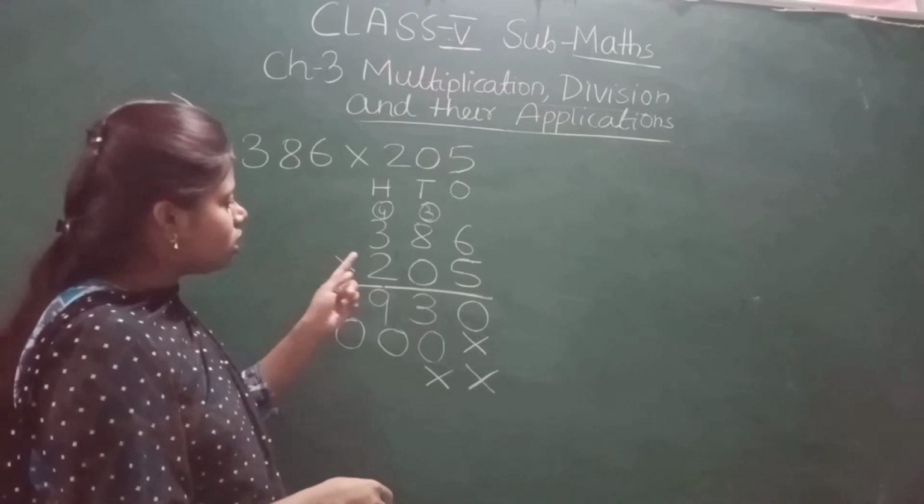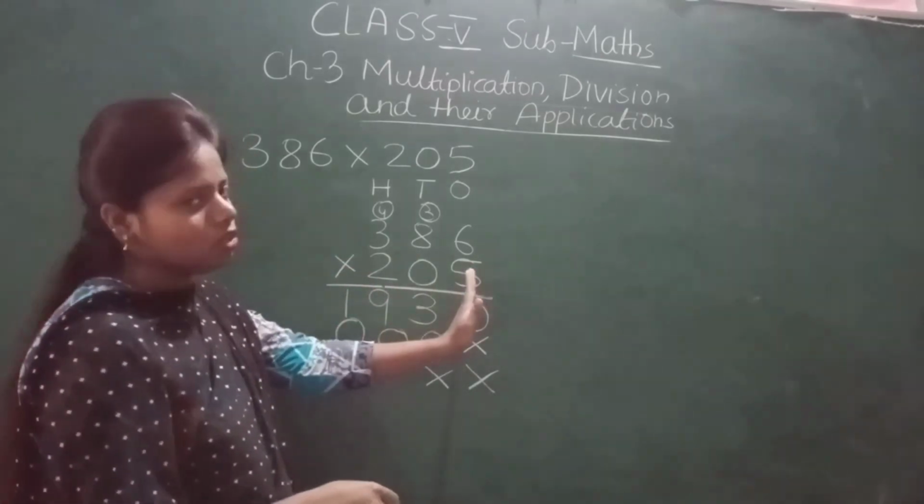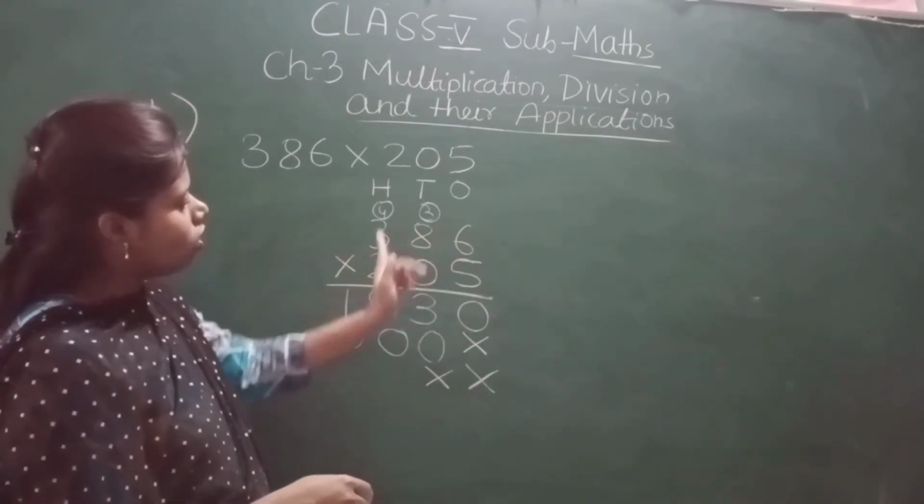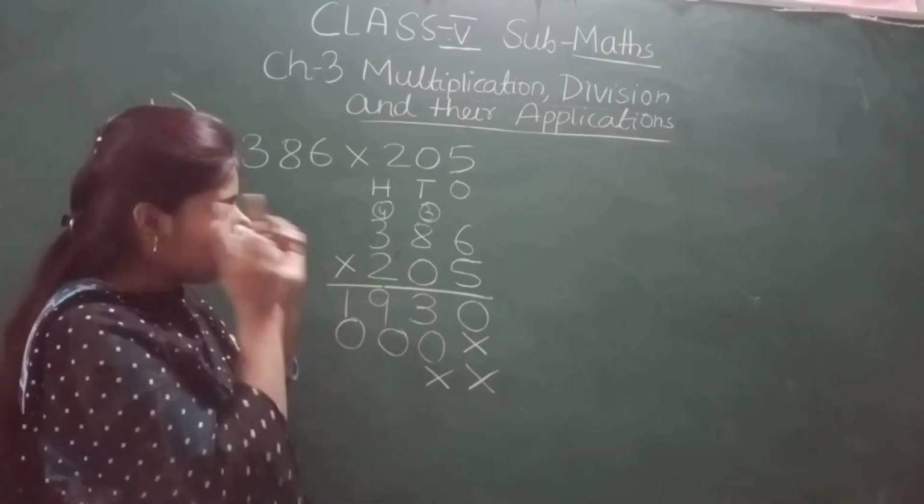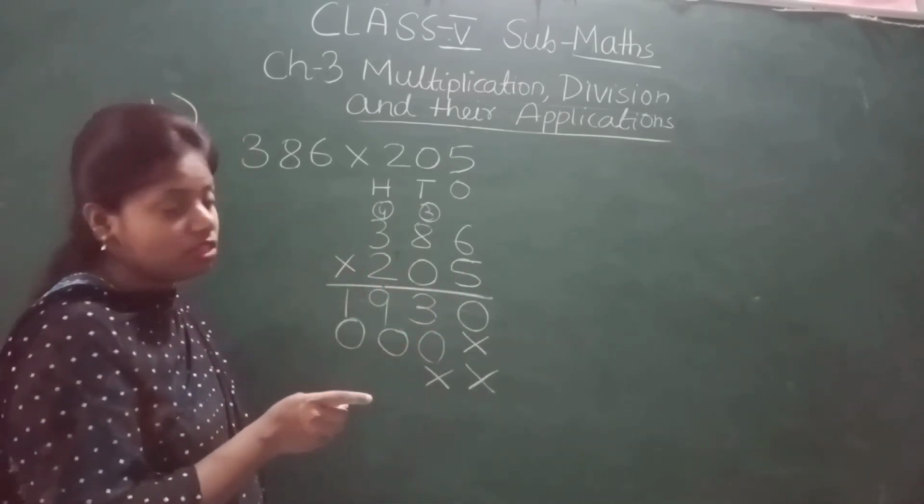Now let's multiply by 2. Think this 0 and 5 are not there. Only 2 is there. Keep in your mind they are not there. Just multiply by 2. It will become easy for you.